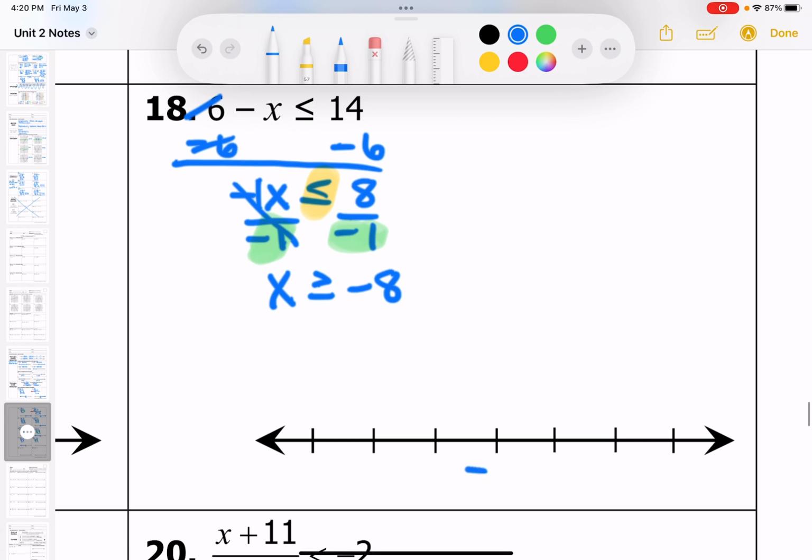So I'm going to put negative 8 in the middle. I'm going to use a closed circle because it's greater than or equal to. And I'm going to shade to the left.